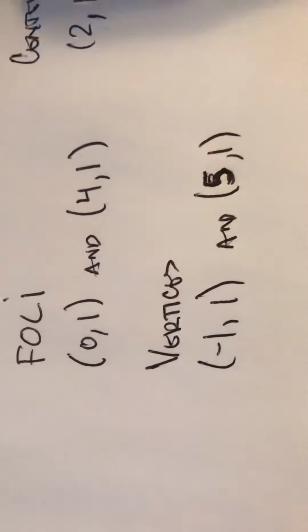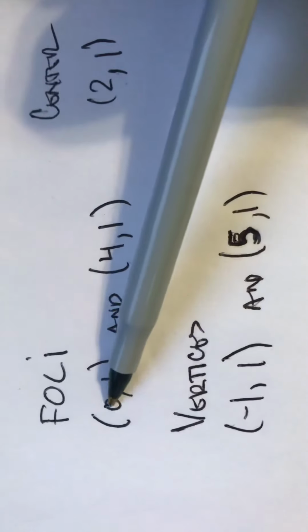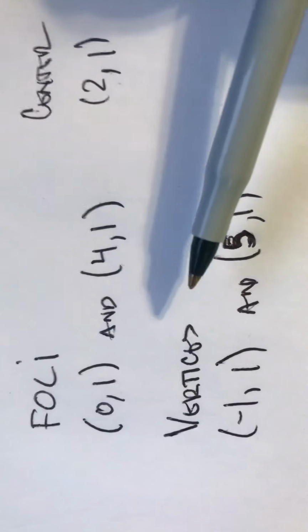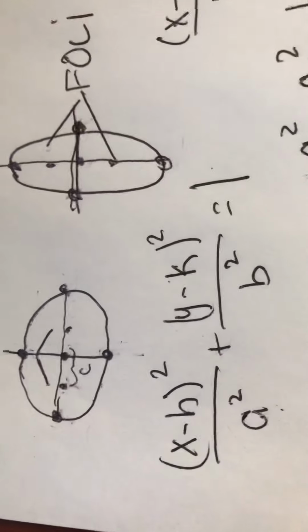So if we're going to write the equation of this, first of all, let's talk about whether this is going to be a horizontal or a vertical ellipse. Notice that if the foci are (0, 1) and (4, 1), the y-coordinate does not change. In the vertices, the y-coordinate does not change. Only the x-coordinate is changing. If only the x-coordinate is changing, it's going to be a horizontal ellipse. Okay?